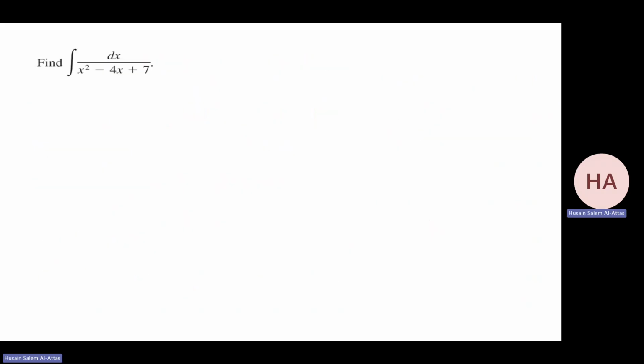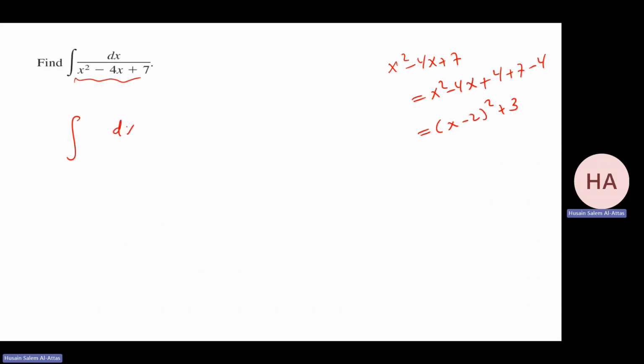Okay, let me do it in a problem. I have x squared minus 4x, and I need to complete the square for this. Rewrite it as x squared minus 4x plus 7. I add half of 4, squared, which is 4. I add 4, I subtract 4. That will be x minus 2 squared plus 3. So that makes the denominator x minus 2 squared plus the square root of 3 squared.